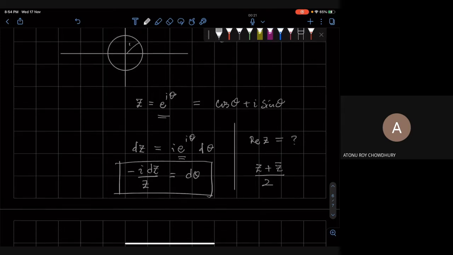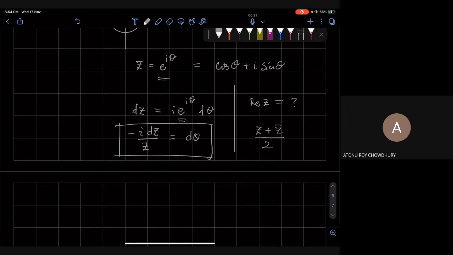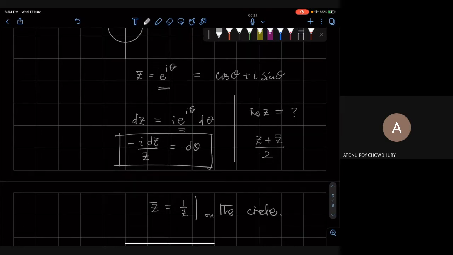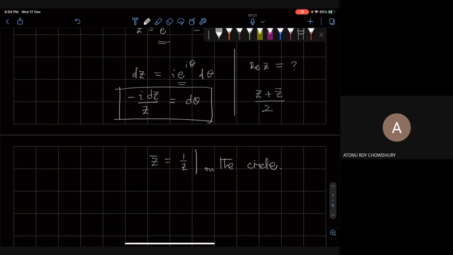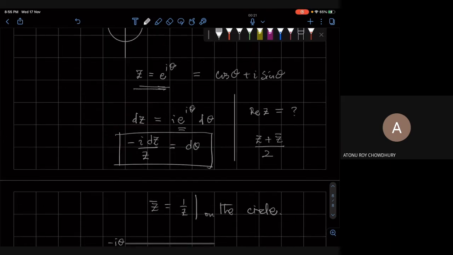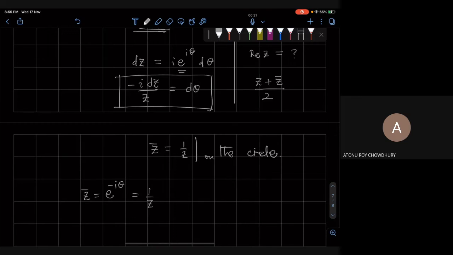But we have a way out. And the way out is that we are constrained to be on the circle. And on the circle, z bar is equal to 1 over z, right? Because if I take z bar, then it is e to the power minus i theta, which, given that we're constrained on the circle, means that this is equal to 1 over z.